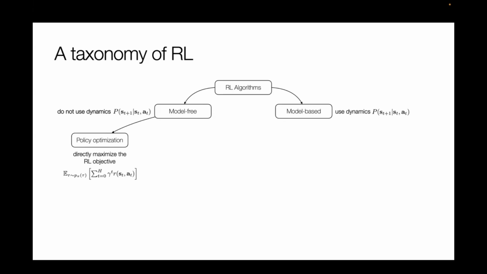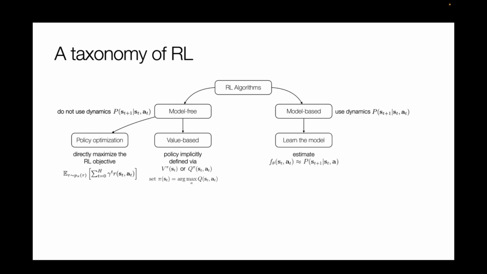Within model-free algorithms, there is a further categorization, which is policy optimization methods as opposed to value-based methods. In policy optimization, we directly optimize the RL objective, meaning we try to find the optimal values of those parameters theta to maximize the objective, while in value-based methods, the policy is implicitly defined through value functions. While for model-based methods, as I was saying, we could either attempt to learn the model and then do something with it, or we are given the model and then we can simply optimize over it.